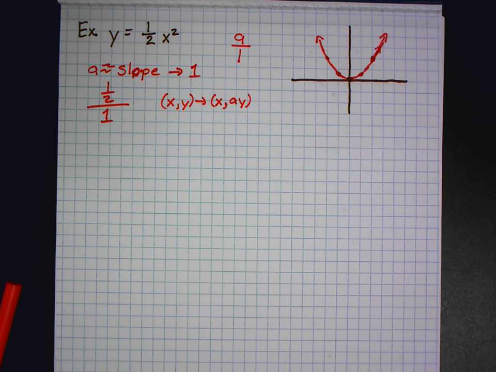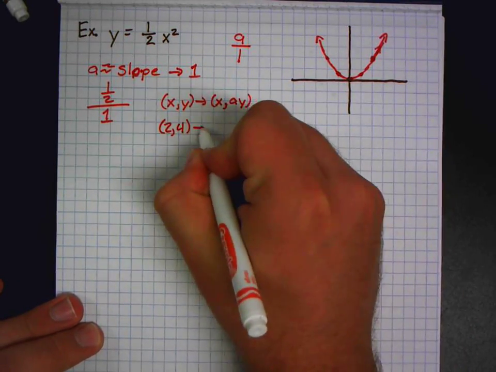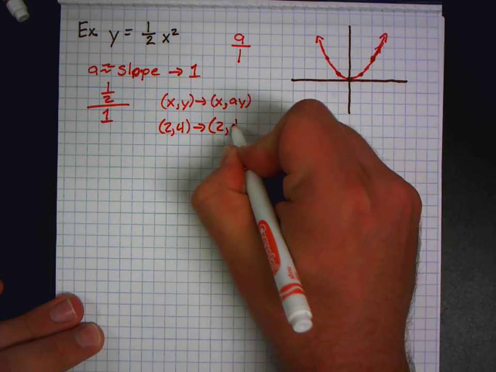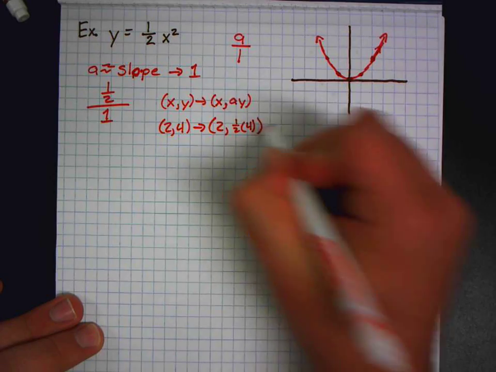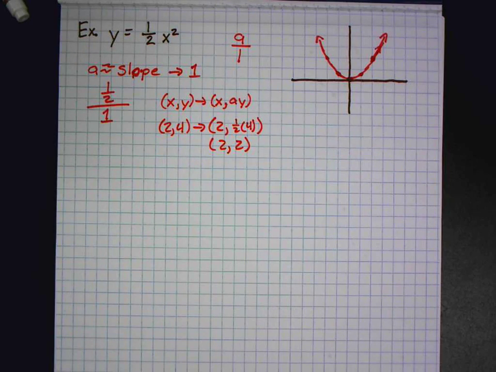In the original one, we had the ordered pair 2, 4, right? So to get the new ordered pair, I take the y value times the a value. In my original, I had the ordered pair 2, 4. So to get my new ordered pair, I take that times the a value. That gives me my new ordered pair 2, 2. So that's how I got my new one. Anytime you need more ordered pairs, you take the ordered pair from your original function, and that's how you can get more ordered pairs.